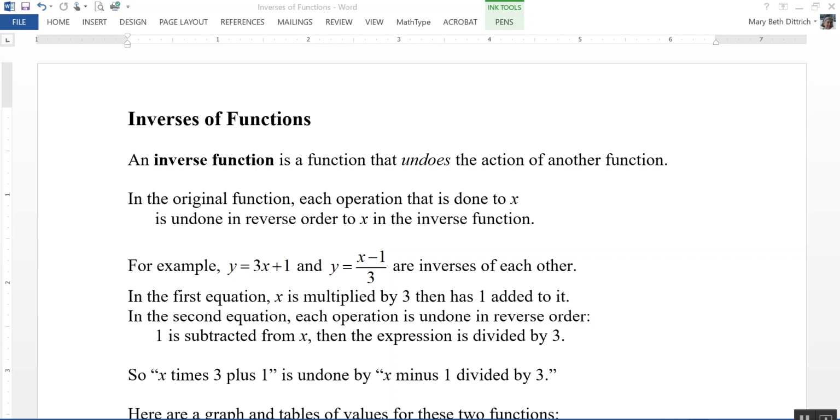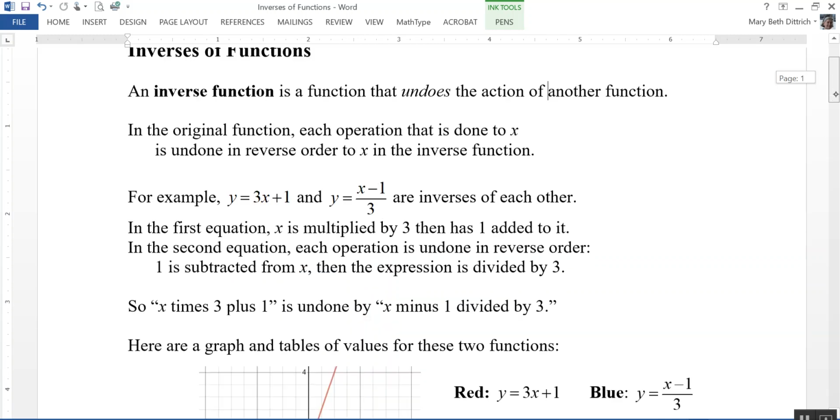In the first equation, x is multiplied by 3 and then has 1 added to it. In the second equation, each operation is undone in reverse order. So instead of adding 1, we subtract 1, and then instead of multiplying by 3, we divide by 3. So x times 3 plus 1 is undone by (x minus 1) divided by 3. Everything that was done to x is undone in reverse order.